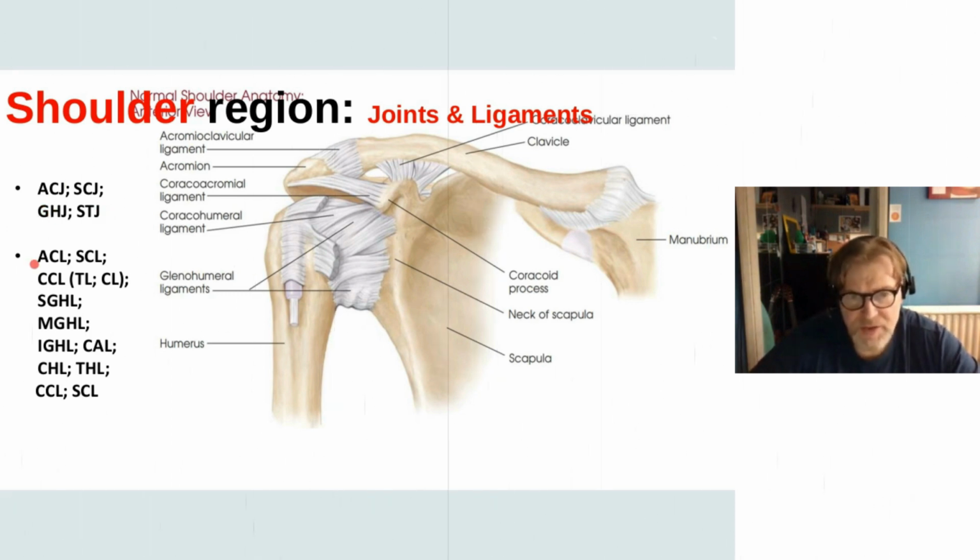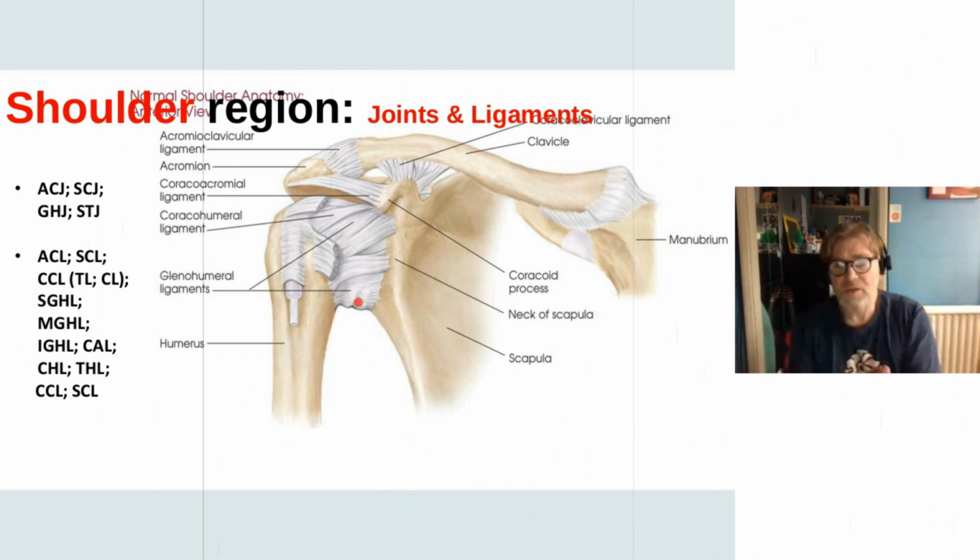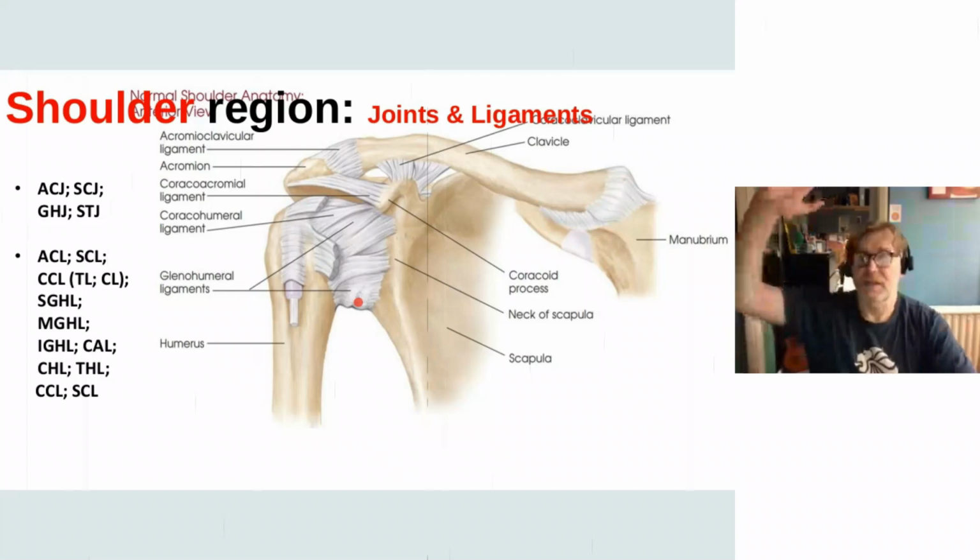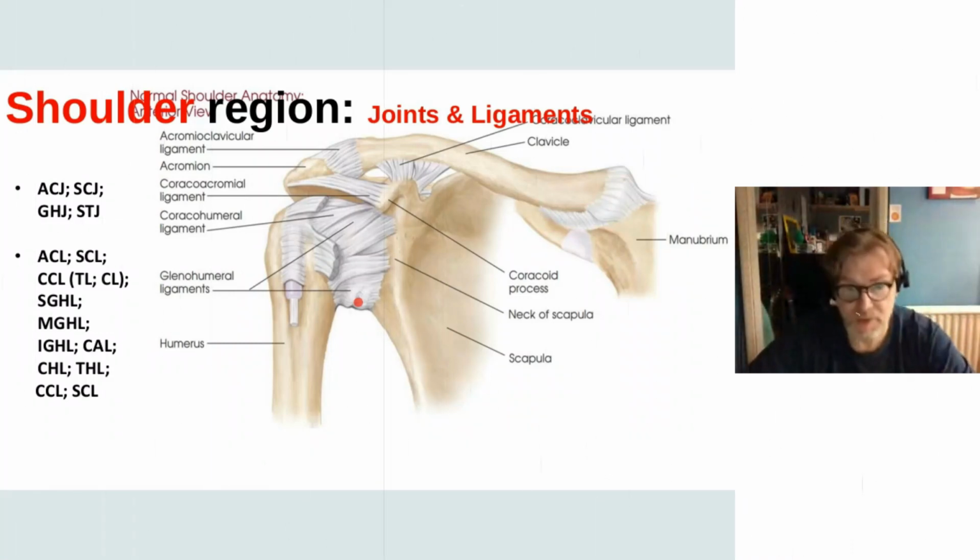And then we've got a number of ligaments that relate to these joints and structures. So we've got the acromioclavicular ligament, the sternoclavicular ligament, and the costoclavicular ligament. We have the coracoclavicular ligament, which is formed by the trapezoid ligament and the conoid ligament, so trapezoid and conoid ligament complex. We have the superior, middle, and inferior glenohumeral ligaments. You know that the inferior glenohumeral ligament is a little bit looser and acts somewhat like a hammock, and will be stretched and activated when the arm is being elevated above head height.